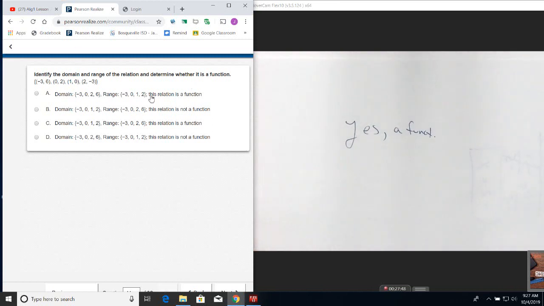All right, so let's look at those. The relation is a function. The relation is not a function. It can't be B, right? So we can eliminate some answer choices. The relation is a function. The relation is not a function. So it's either what? A or C.